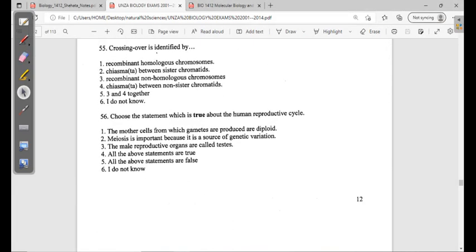Okay, let's consider question number 55. Crossing over is identified by. Now, when I'm talking about crossing over, you have got first this. This is a chromosome. So when this chromosome makes a copy of itself, it's going to have a sister. So now they are going to be called sister chromatids. They fully contain the same information. If this one is talking about blue color here, even this one is going to talk about blue color here.